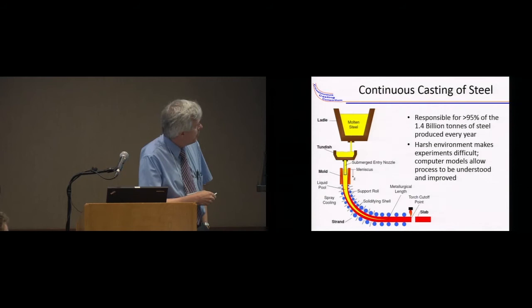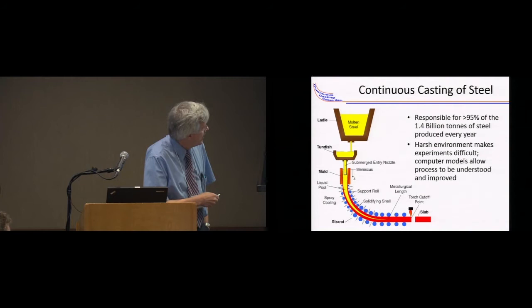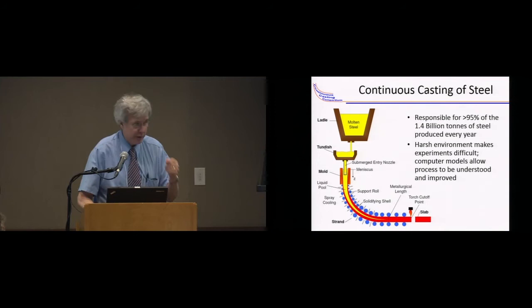And the flow pattern in here has a lot to do with quality problems. Any quality problem you make right at that top surface will end up in the steel, right in the final product, after you roll it and beat it. There's nothing you can do to get rid of that. So we need to focus on optimizing what's happening in fluid flow right in the mold.